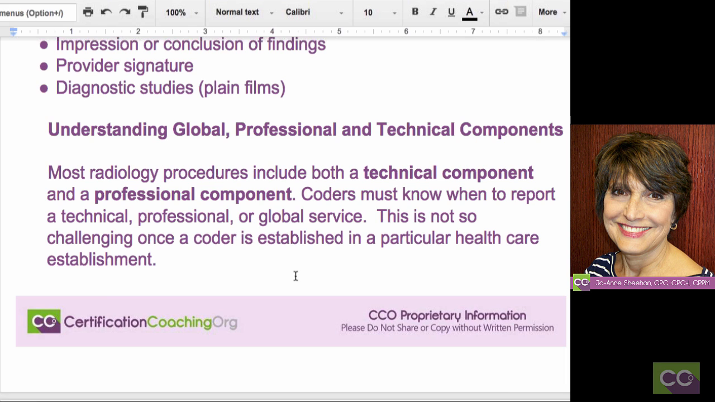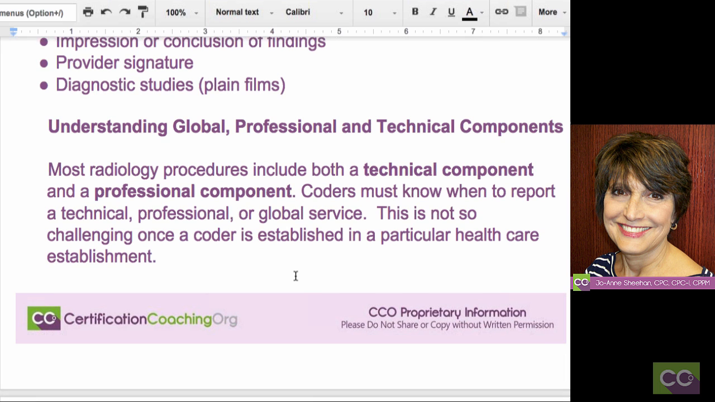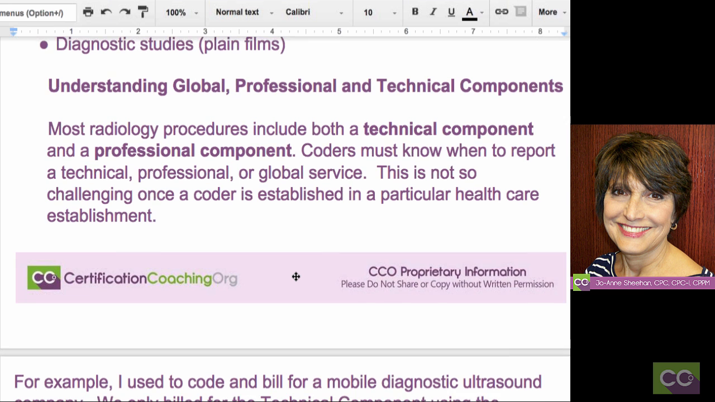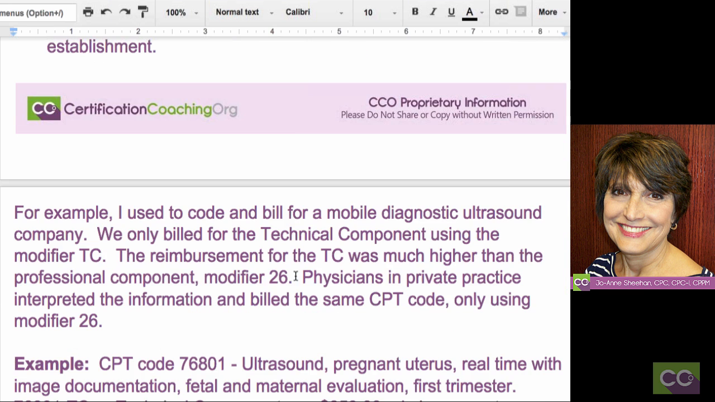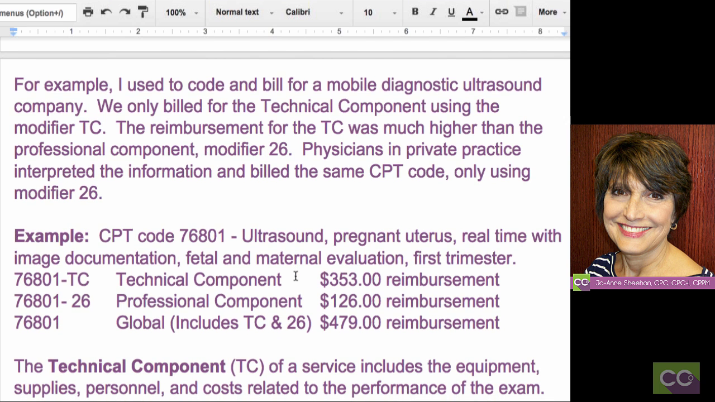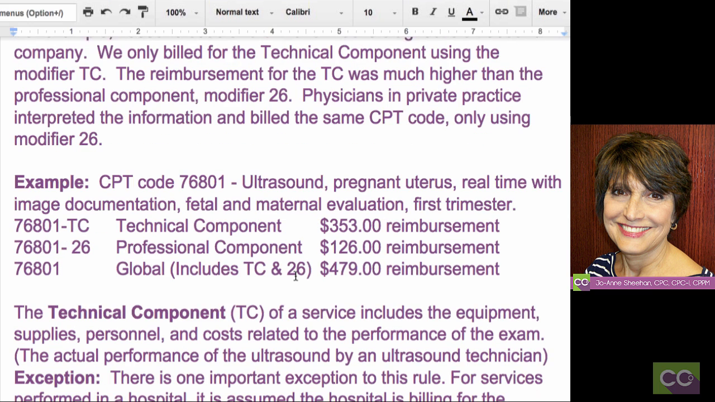For me, years ago, I worked for a mobile diagnostic ultrasound lab, and they strictly did the technical component. And when you bill for a technical component, that's the most expensive portion of the CPT or the billing. So, for example, if I did a 76801, an ultrasound of the pregnant uterus, real time, with image documentation, fetal and maternal evaluation, as a technical component, which is what I did, I would bill the 76801 with the modifier TC, meaning technical component. And approximately, give or take the type of test, $353 would be a reimbursement.